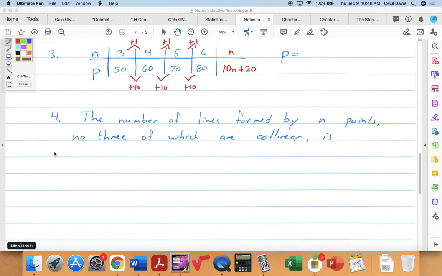So we're going to make our chart. We're going to go, okay, n, and I'm going to use a cursive L for lines. So if I have 2 points, how many lines do I have? 1. What if I have 3 points? How many different lines? 3. We'd have 1, 2, 3.